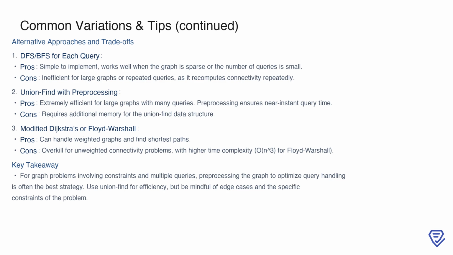Another approach is to use modified Dijkstra's or Floyd-Warshall algorithms. These are useful for weighted graphs and can handle shortest path calculations, but they are often overkill for unweighted connectivity problems and have higher time complexity. Ultimately, the key takeaway is that pre-processing the graph to optimize query handling is usually the best strategy. Union find is a powerful tool for efficiency, but always consider the specific constraints and edge cases of the problem at hand.